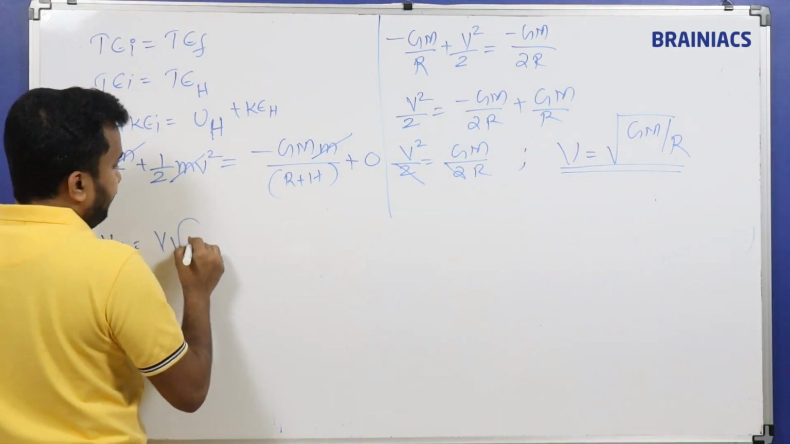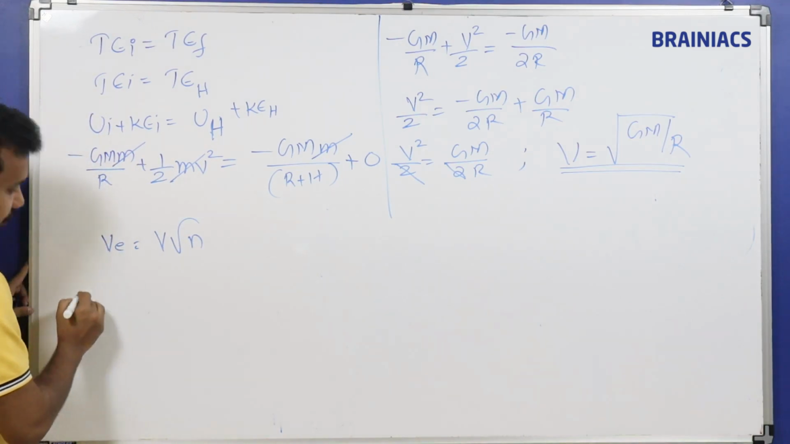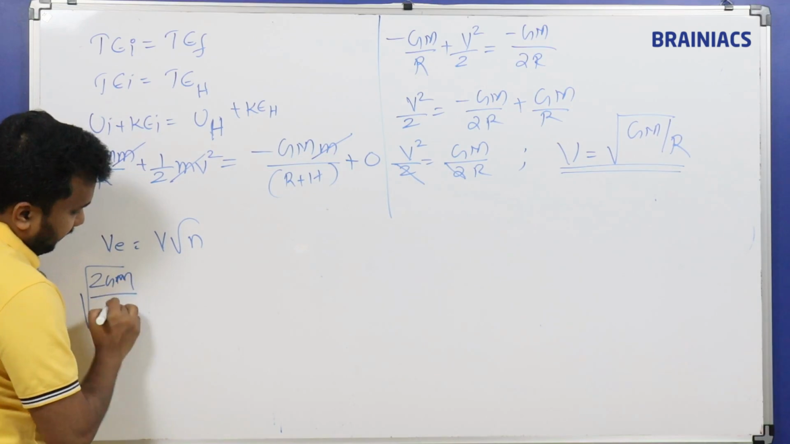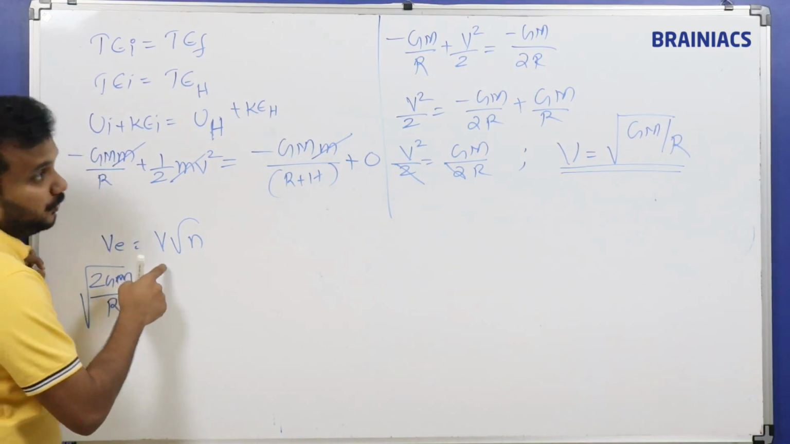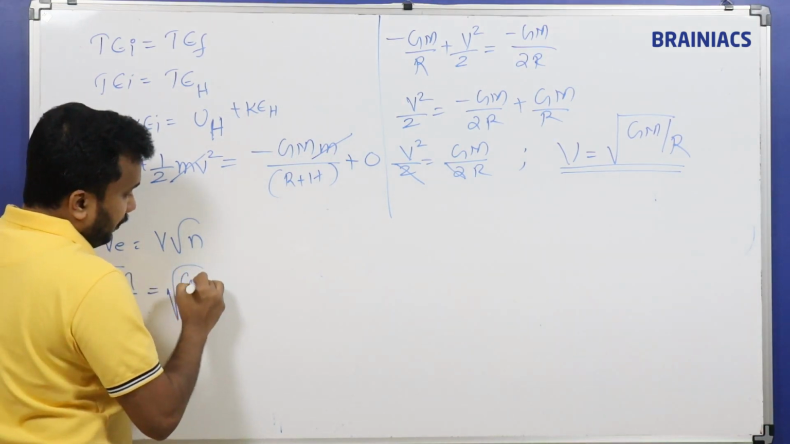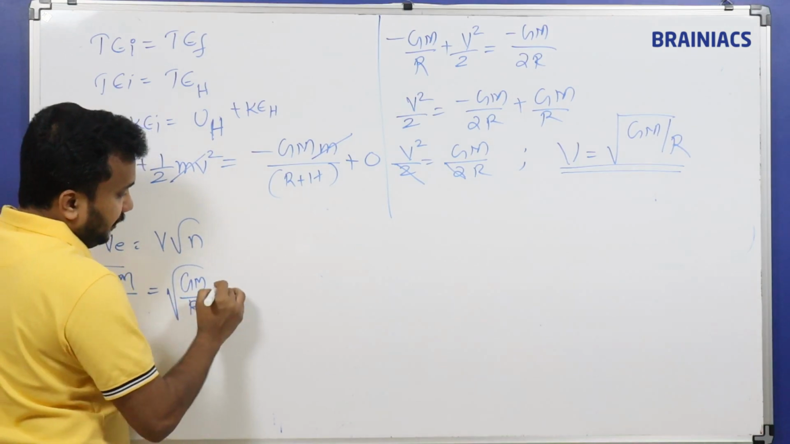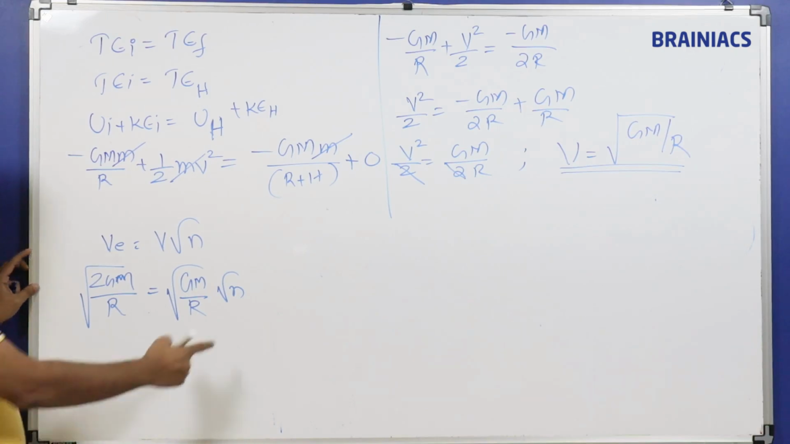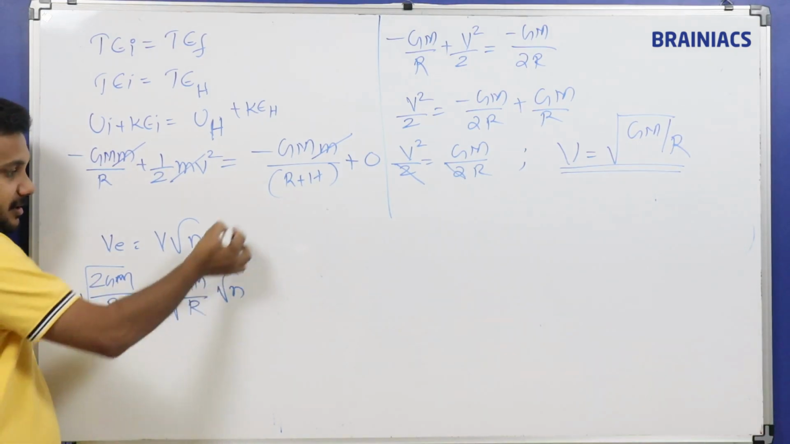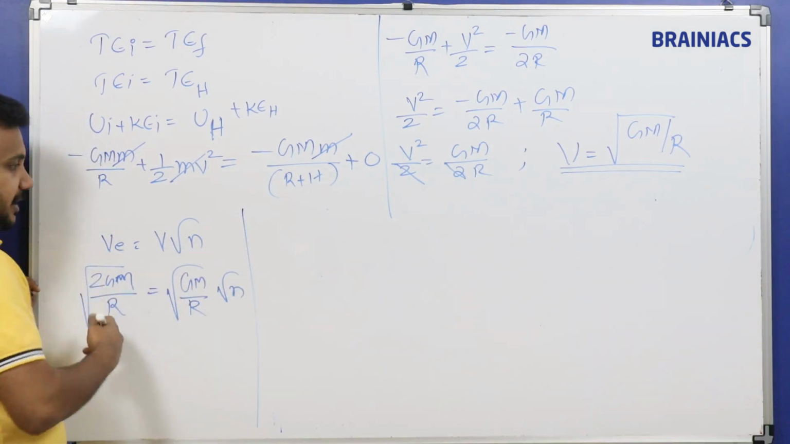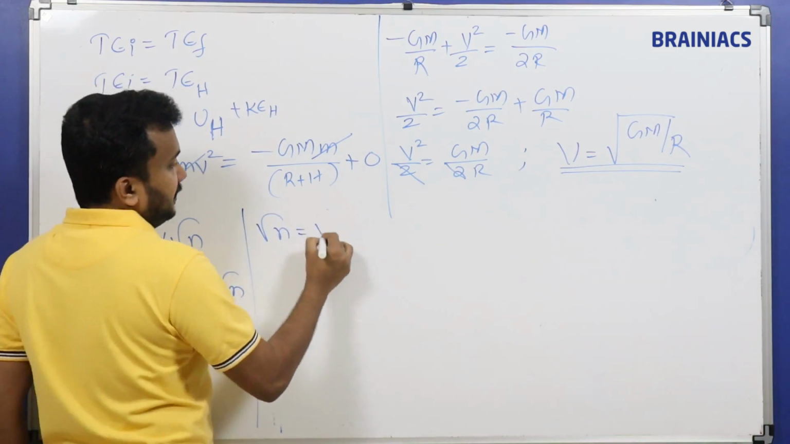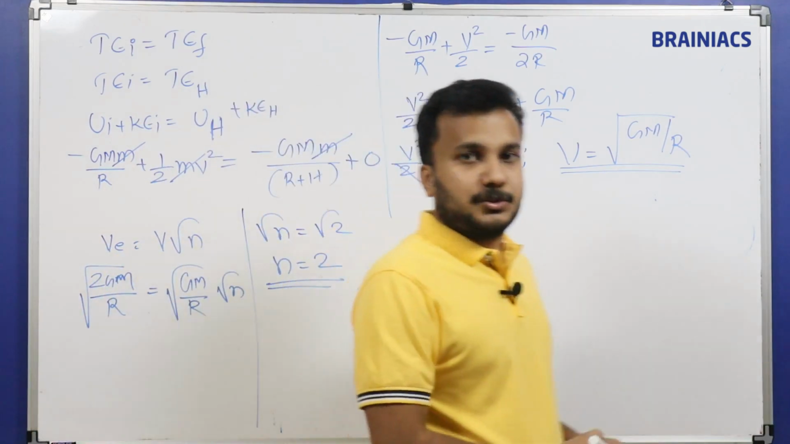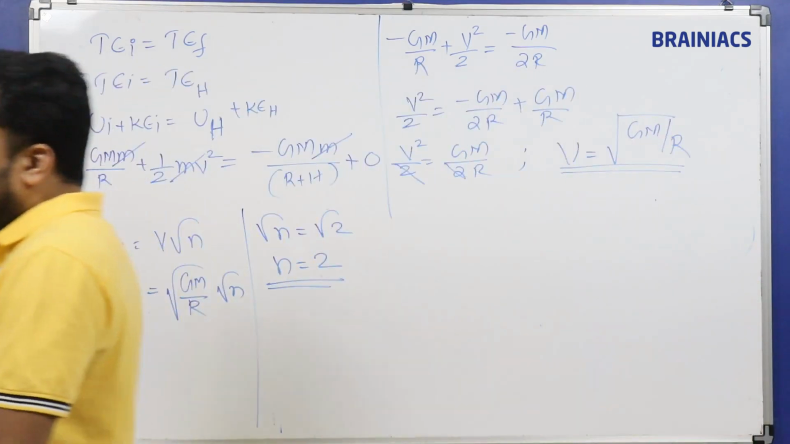into root of n. What is the general equation for ve? Root of 2GM divided by r. And what is v? v is equal to root of GM divided by r into root n. So by comparing these two, what will be the value of root n? Root n is equal to root 2, which means n is equal to 2. That is the question, so we answered the question.